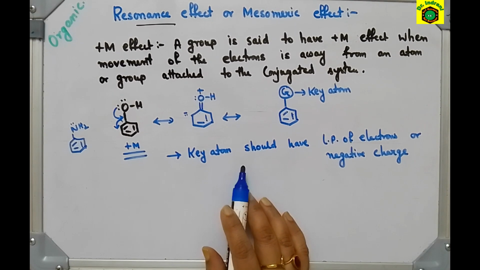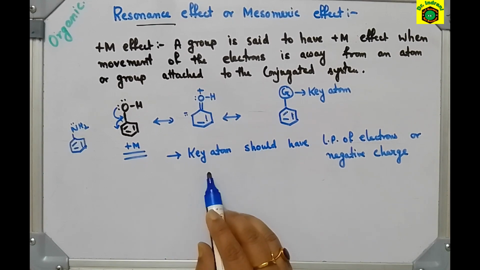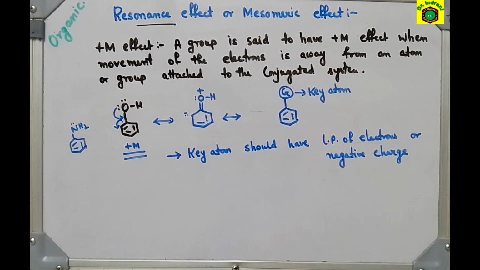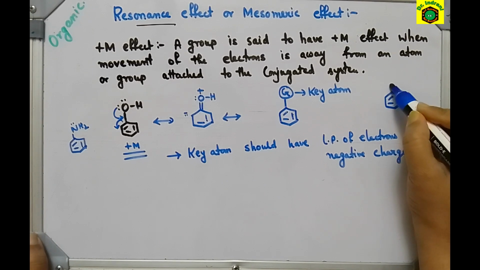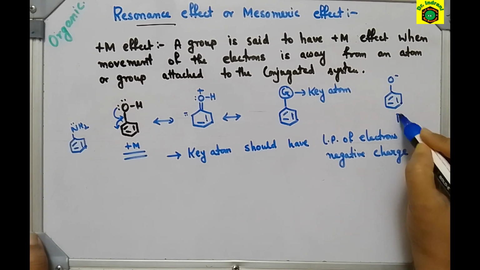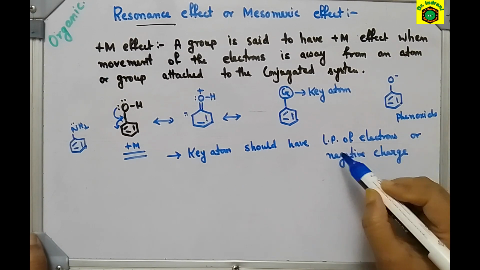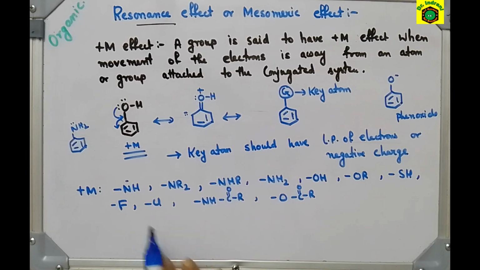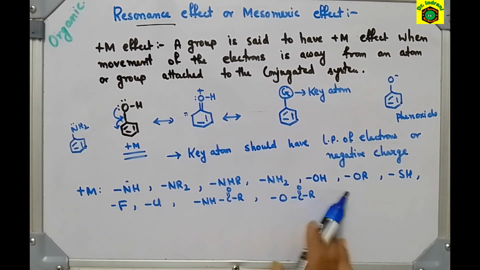Once again, the key atom, meaning the atom directly attached with the conjugated system, should have a lone pair of electrons as it is here, or a negative charge, like this one, phenoxide ion. If the key atom is having a lone pair of electrons or negative charge, it will show plus M effect. Some atoms or groups showing plus M effect are all those.